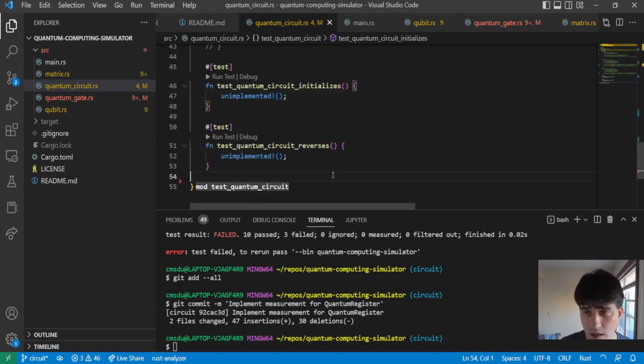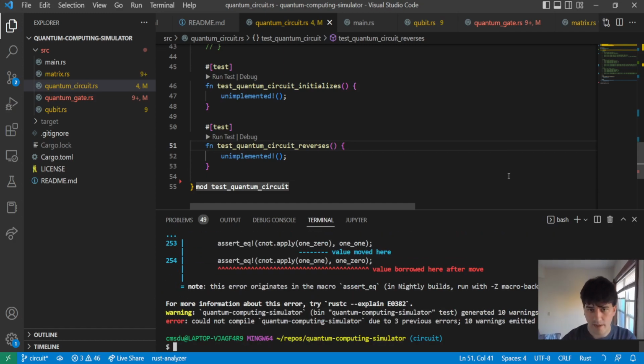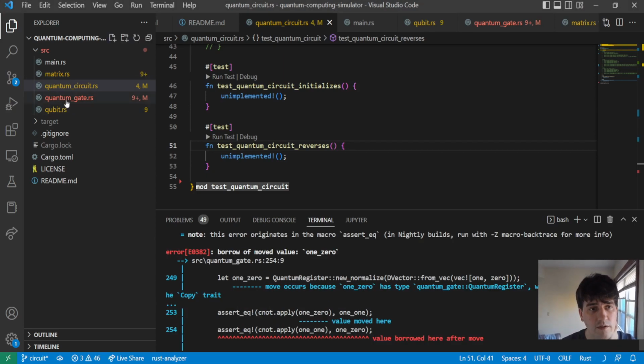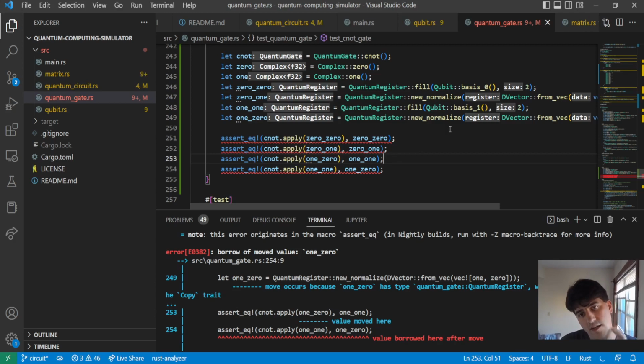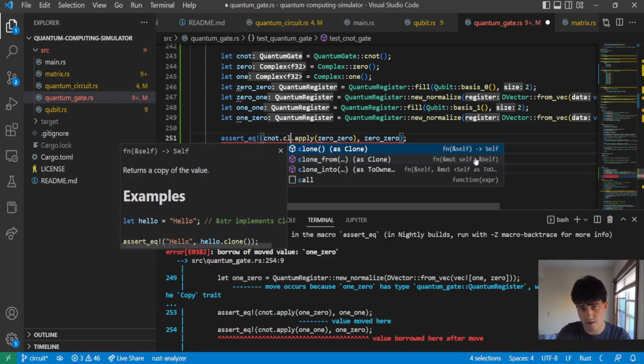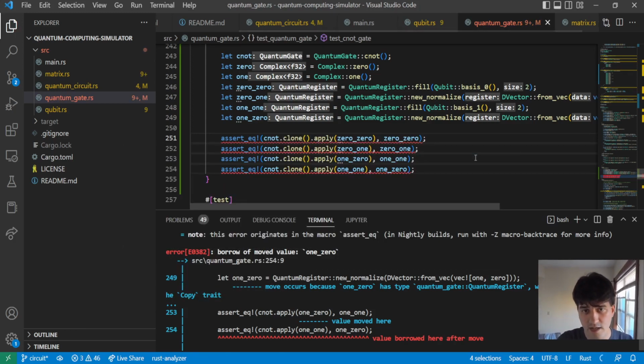Happy with me. Don't see any errors there. Cargo test. Okay, cargo test. The borrow checker doesn't like me. Oh, because in Quantum Gate, I'm doing something bad. What am I doing? I'm reusing the C-naught gate over and over again, which it doesn't like because it's not copy, which is fair. So let's just clone all of these for the tests.